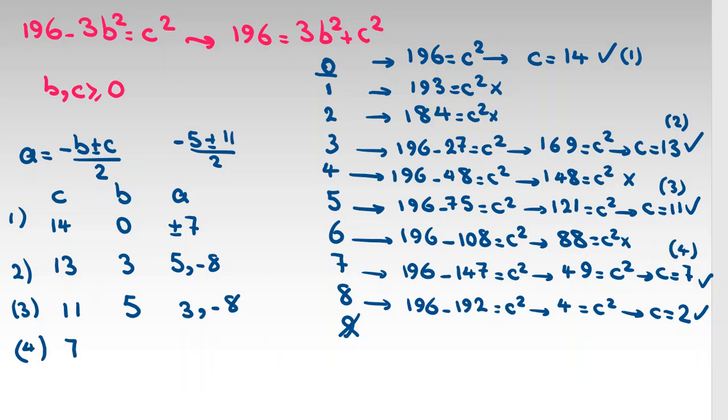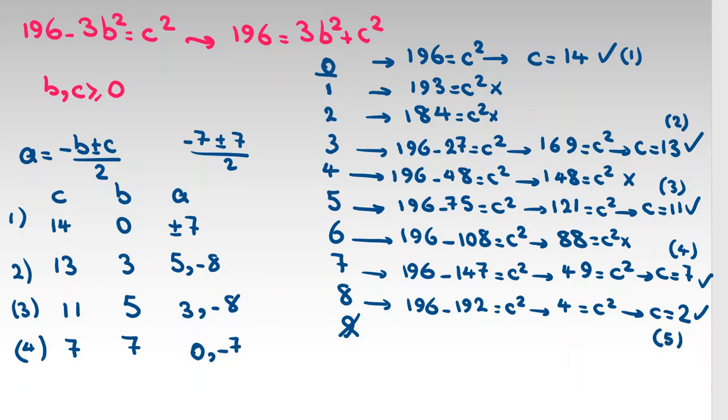In the fourth case, C is 7. B is 7. So minus b will be minus 7 plus minus c over 2. It will be 0 and negative 7.